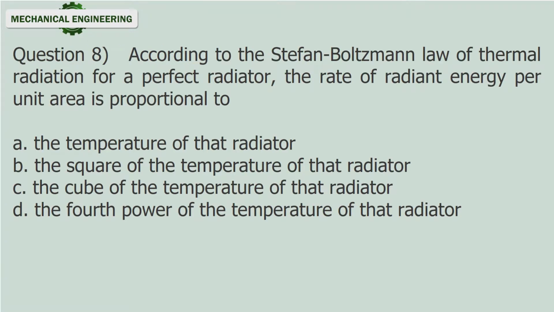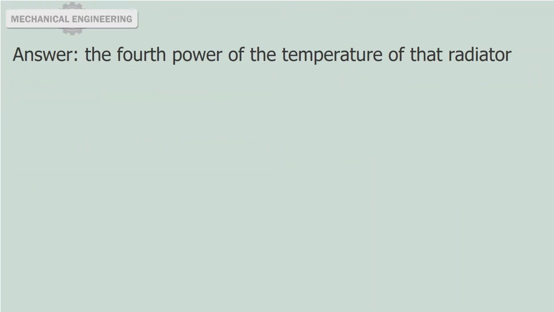Question 8. According to the Stefan-Boltzmann law of thermal radiation for a perfect radiator, the rate of radiant energy per unit area is proportional to A. The temperature of that radiator. B. The square of the temperature of that radiator. C. The cube of the temperature of that radiator. D. The fourth power of the temperature of that radiator. Answer: the fourth power of the temperature of that radiator.